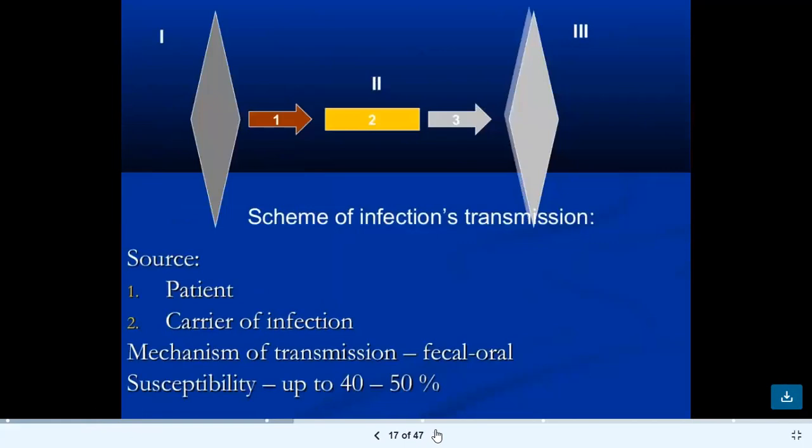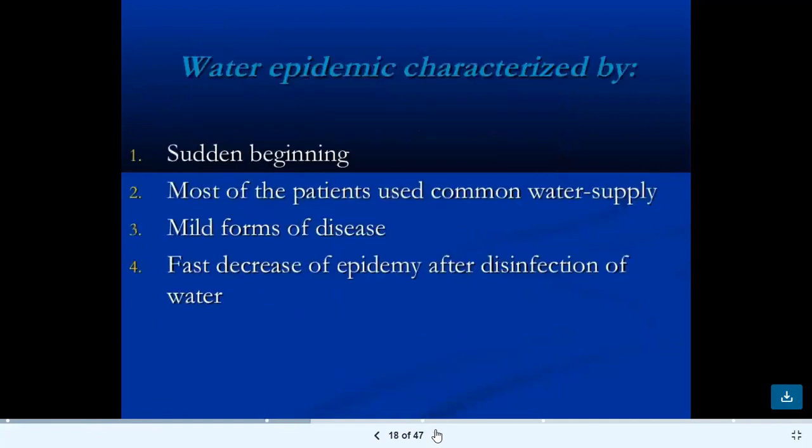Now the scheme of infection transmission. The source is the patient or carrier of infection, and the mechanism of transmission, as we have already discussed, is fecal-oral. Susceptibility is up to 40 to 50%. A water epidemic is characterized by a sudden beginning. Most of the patients used a common water supply, have a mild form of disease, and the epidemic decreases fast after disinfection of the water.